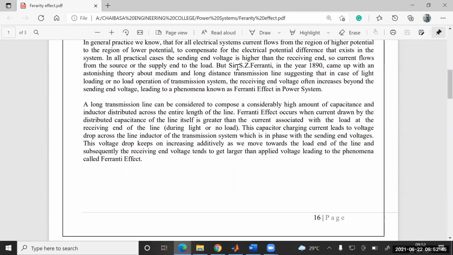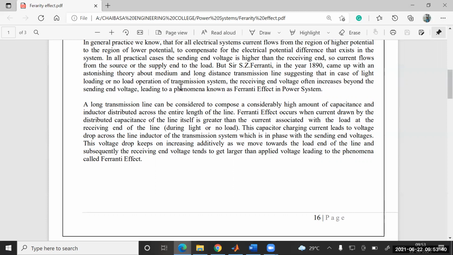But the person who found this effect, Sir S. Z. Ferranti, in 1890, came up with an astonishing theory about medium and long transmission lines, suggesting that in case of light loading or no load operation of the transmission system, the receiving end voltage often increases beyond the sending end voltage, leading to a phenomenon known as the Ferranti effect in power systems. So Sir Ferranti brought this theory that in light load and no load conditions in medium and long transmission lines, the receiving end voltage increases beyond the sending end voltage.